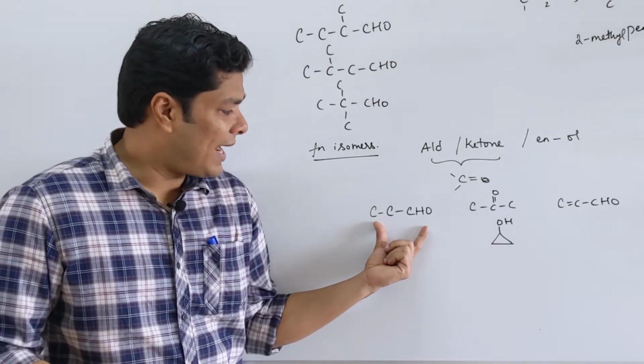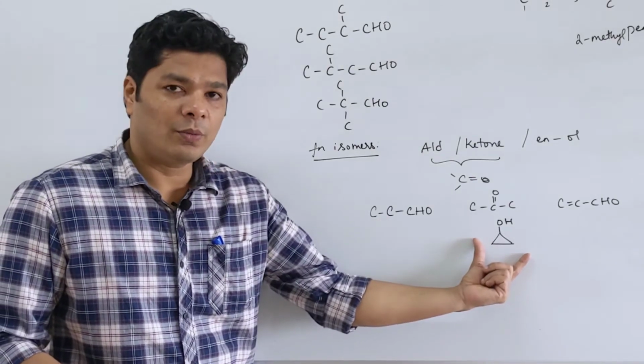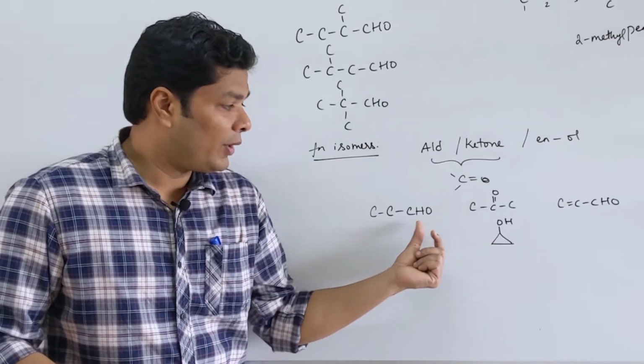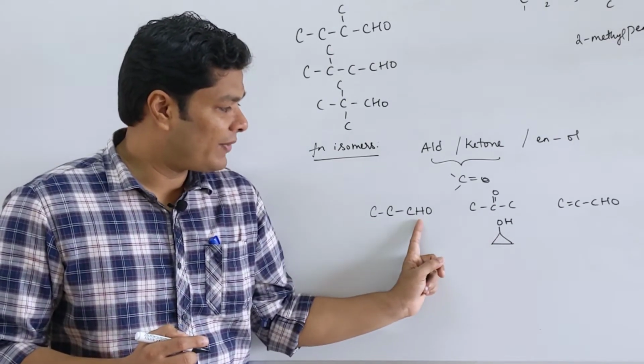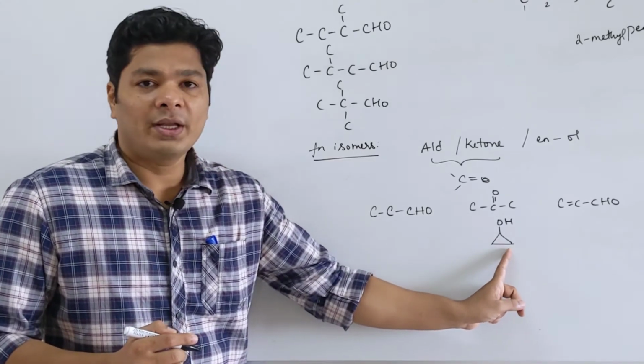So this is going to be an aldehyde group. This is going to be an alcohol group. So they are going to be different functional groups, but the molecular formula will be the same because it has 1 degree of unsaturation, 1 degree of unsaturation.